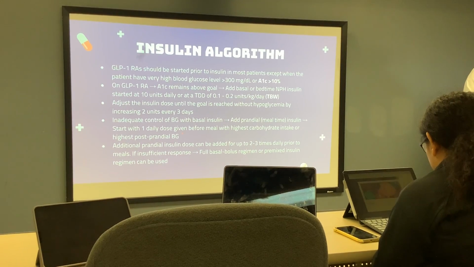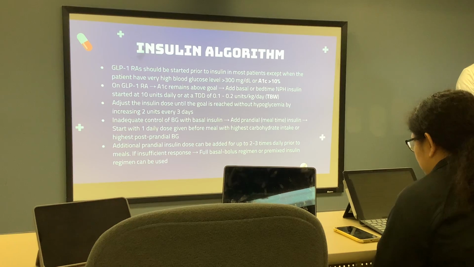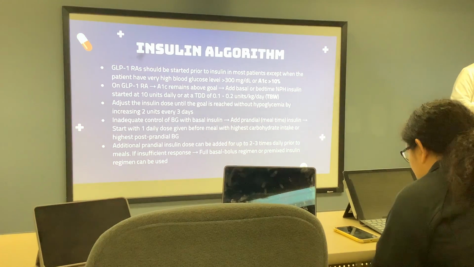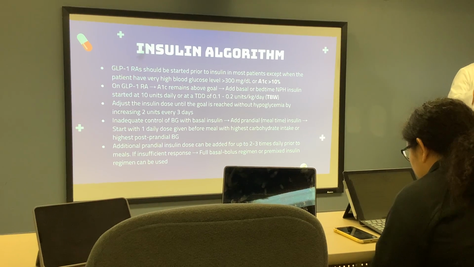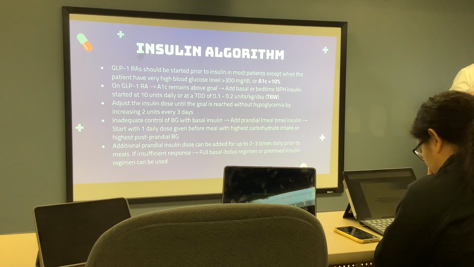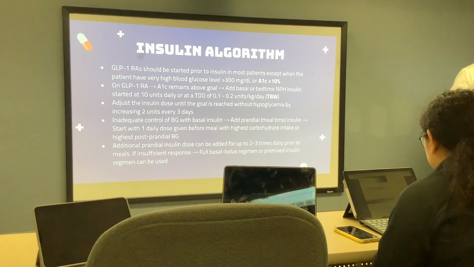But if the A1C goal is not met, then we can add an additional 2 or 3 prandial insulins to meet the target goal. And if the A1C is still not met, then we can switch to the full basal bolus regimen, which would be giving the prandial insulin 3 times a day, plus 1 or 2 times a day of the basal insulin, which can be the long-acting or ultra-long-acting insulin.